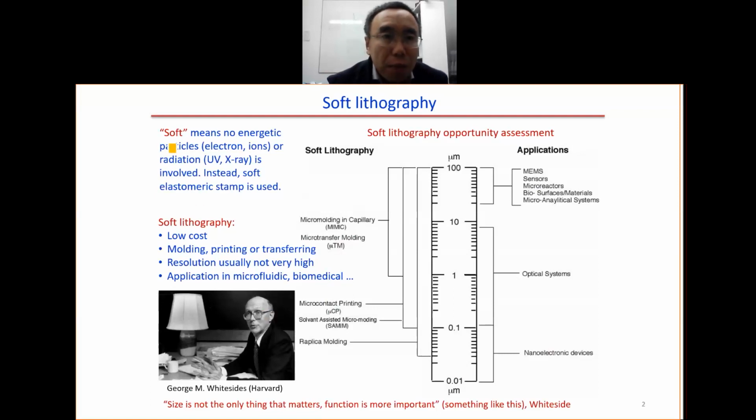The term soft lithography comes from Professor George Whitesides, a professor from Harvard University. At a conference more than 10 years ago, called Micro and Nano Engineering, everybody talked about how small they could make things. This professor said size is not the only thing that matters. Function is more important, because his group developed so many different soft lithography methods that give more functions. That's why he made this comment.